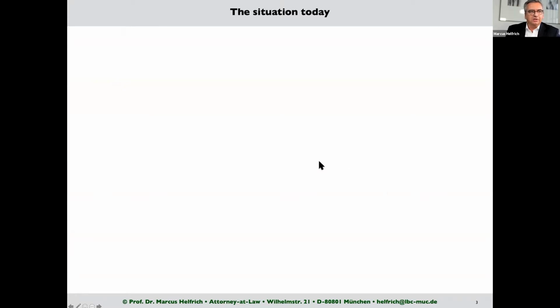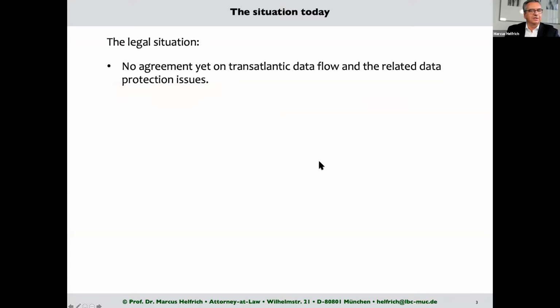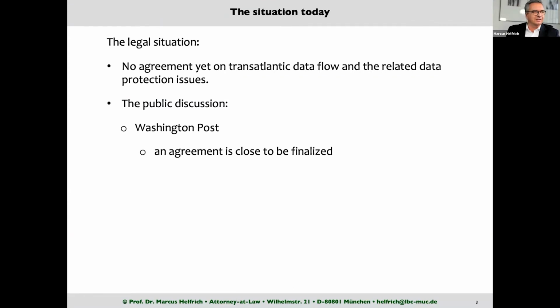So today, we do not yet have an agreement covering the transatlantic data flow and related privacy or data protection issues. The public discussion is not yet clear. For example, the Washington Post some days ago posted that an agreement is close to being finalized, and the immediate reaction from the European side was that there is still a lot to discuss and clarify.